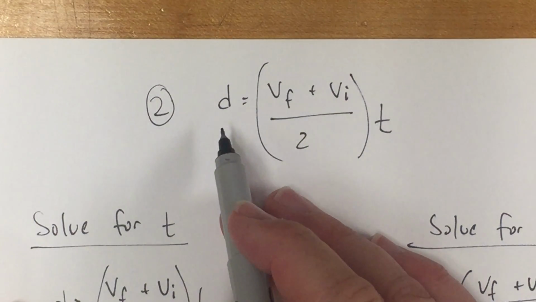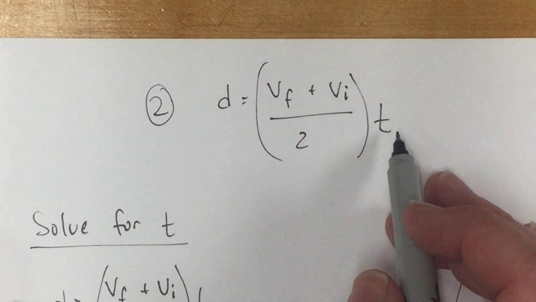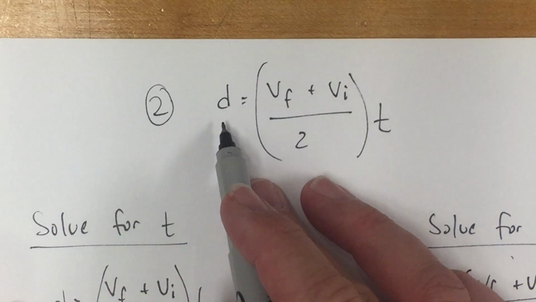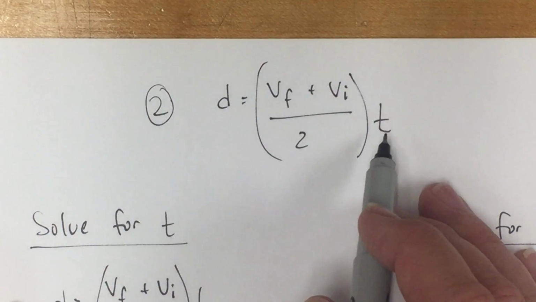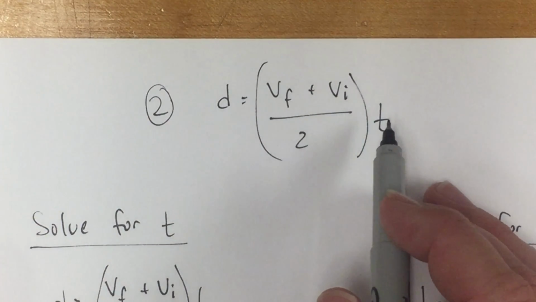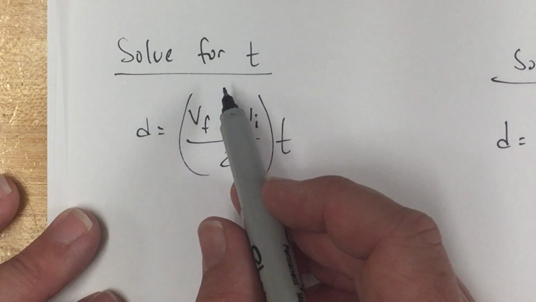The second equation we have is d equals vf plus vi divided by 2, and take that whole thing times t. Now if you're solving for d in your equation, that's what you're looking for. Everything stays and you would put your numbers in where the variables are. However, if you need to rearrange, you might need to solve for t.